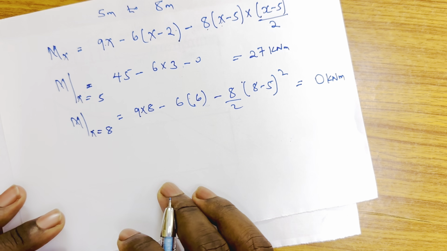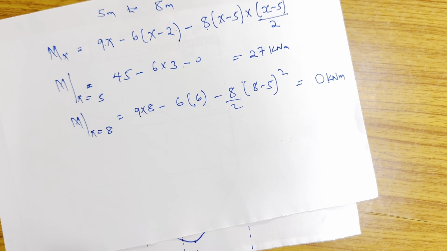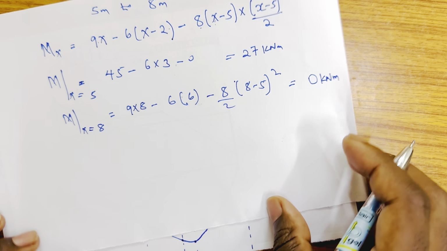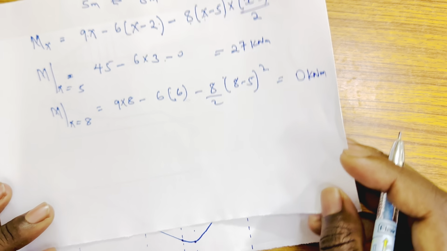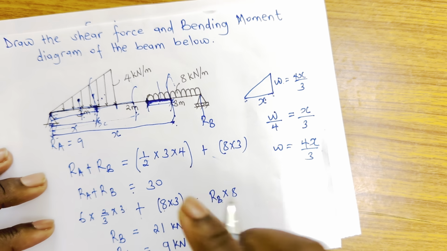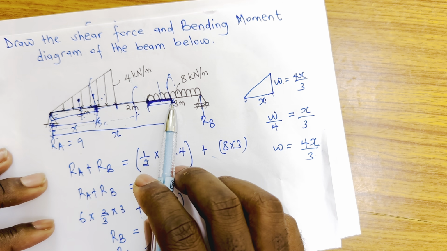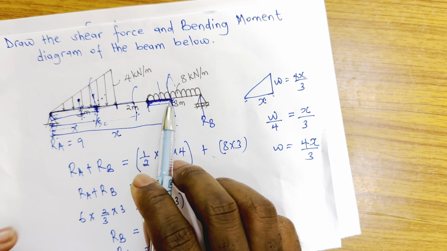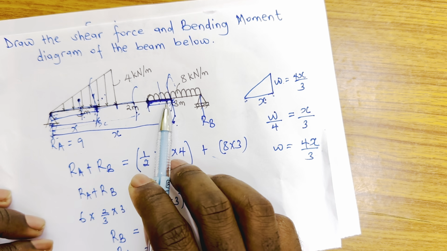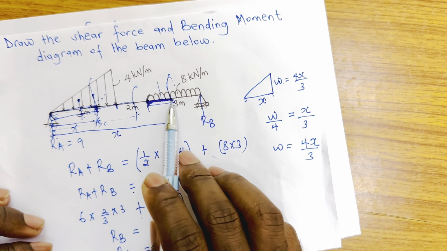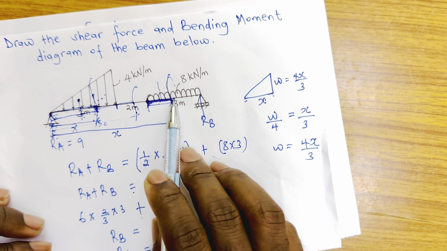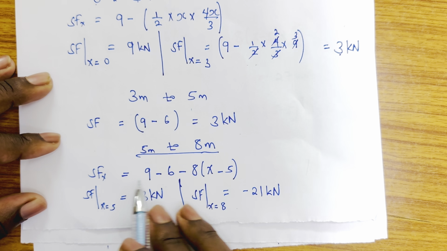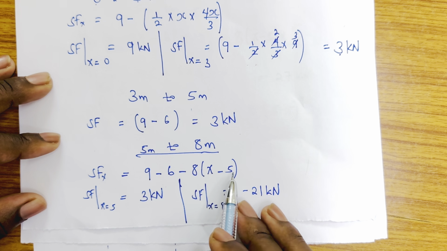Now, one thing that I would love to mention: when we're drawing a bending moment, in the part where we have the UDL, there is a point where it is going to be maximum. So we need to obtain it within this point. For that, we need the value of x where it is going to cut this line. So we have to go back to our previous work where we were finding the shear force. This is our shear force within that span. We found the expression was 9 minus 6 minus 8 into x minus 5.